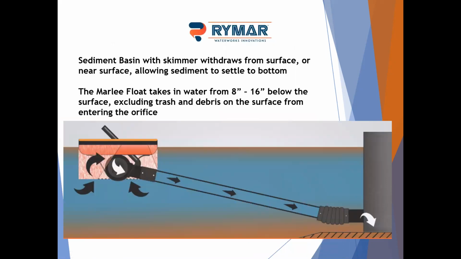So EPA is now requiring surface withdrawal from sediment basins in most areas. And the way we meet that is typically with a skimmer. So it withdraws from the surface or near the surface. Our specific skimmer takes in water from just below the surface, around 8 to 16 inches below the surface. And this has an advantage of excluding any trash or debris that's on the surface and limiting the clogging.